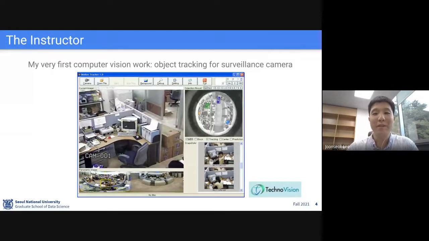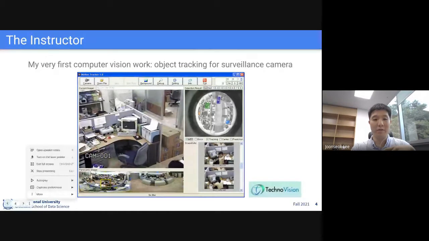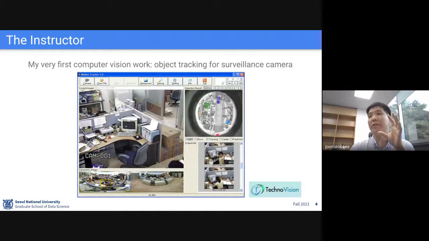Okay, so this is my very first work in computer vision. It was object tracking for a surveillance camera, installed in an office like this. One camera observes the entire area to see if there's any moving object there. If it detects moving objects, basically by the pixel difference in adjacent frames, we detect human-sized or bigger moving objects and label them. Then if we suspect it may be a thief or some suspicious activity, we use another high quality camera to track it and take snapshots automatically.